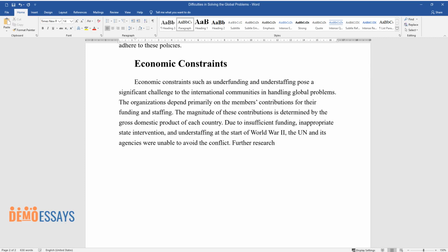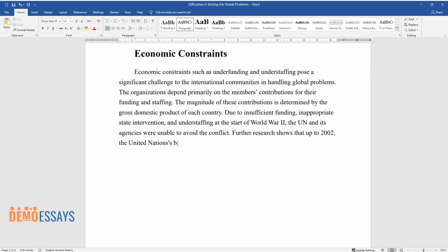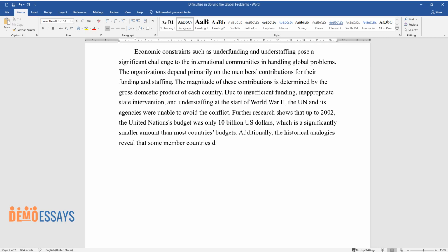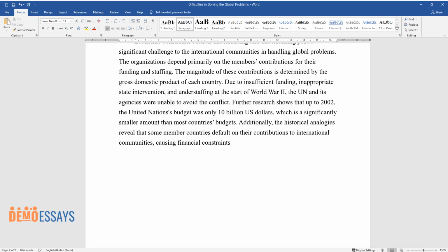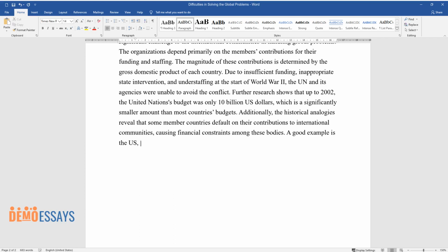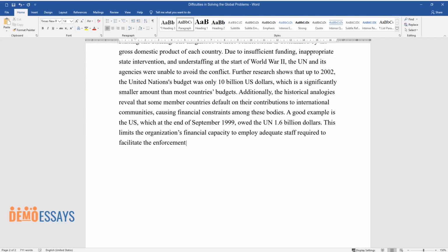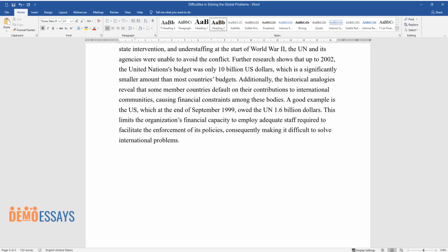Further research shows that up to 2002, the United Nations' budget was only $10 billion, which is a significantly smaller amount than most countries' budgets. Additionally, the historical analogies reveal that some member countries default on their contributions to international communities, causing financial constraints among these bodies. A good example is the US, which at the end of September 1999, owed the UN $1.6 billion. This limits the organization's financial capacity to employ adequate staff required to facilitate the enforcement of its policies, consequently making it difficult to solve international problems.